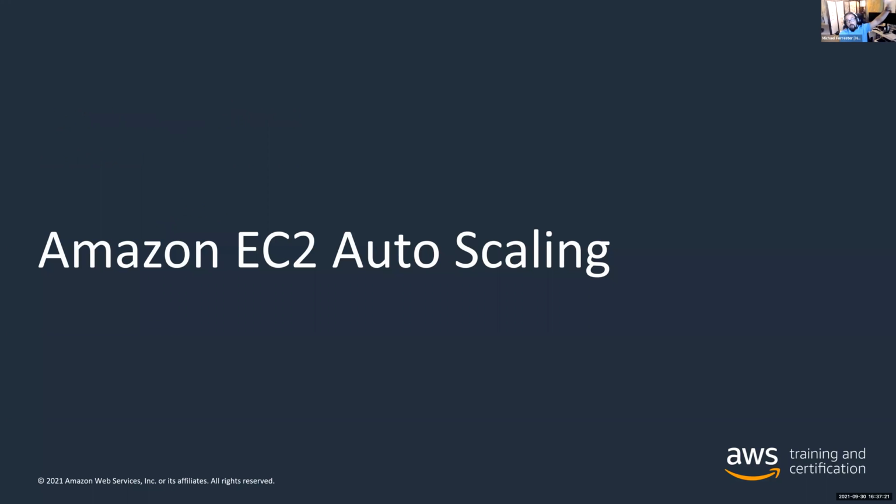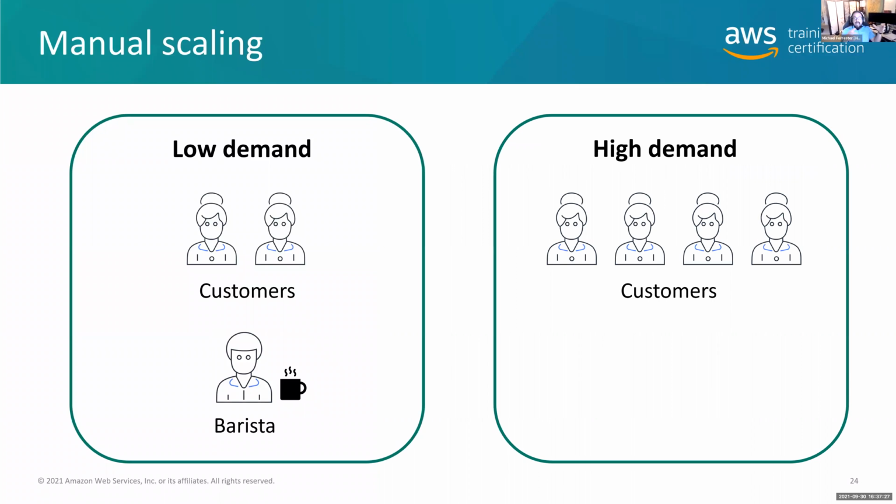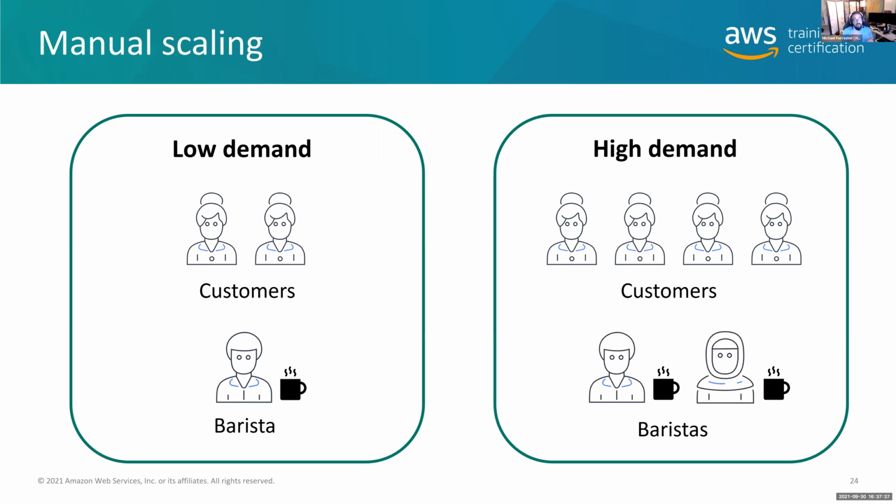Okay, so that was all virtual machines. And what we're going to talk about next are the enhancements to the virtual machine. So autoscaling was just a way to add and decrease the number of virtual machines that are in a pool of virtual machines. So for example, on low demand, you only have 2 customers and 1 barista, but at high demand, you might have 2 baristas. In this case, baristas are servers.